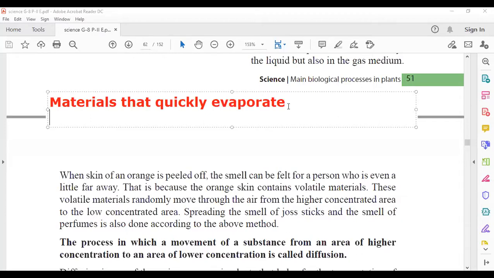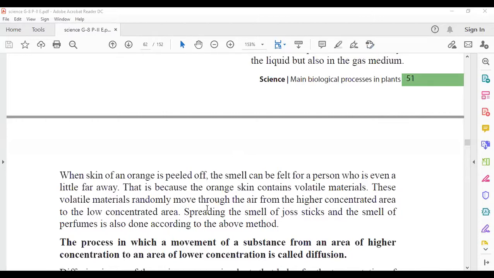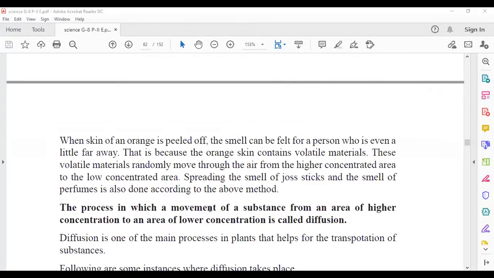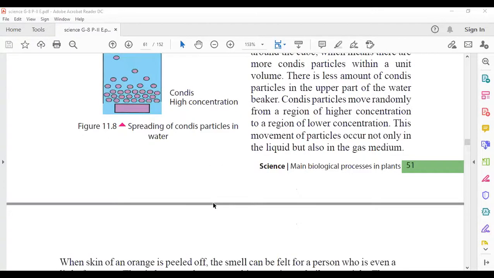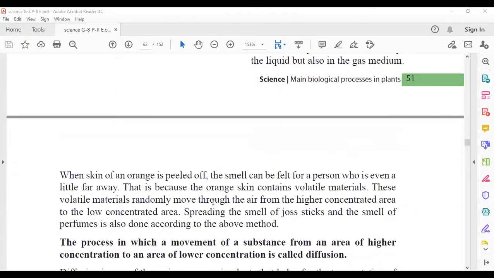So my next question is, write three examples of volatile materials that can evaporate. The easiest example is cologne, attar. One easy example is perfume. Am I right? Yes, sir. So the first example is perfume. Second one.